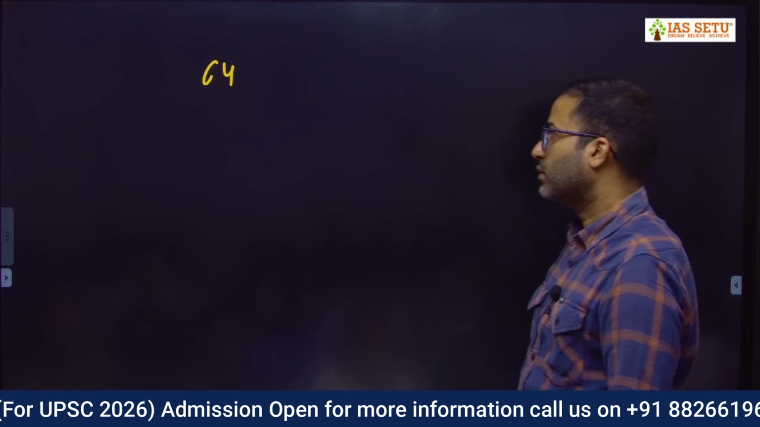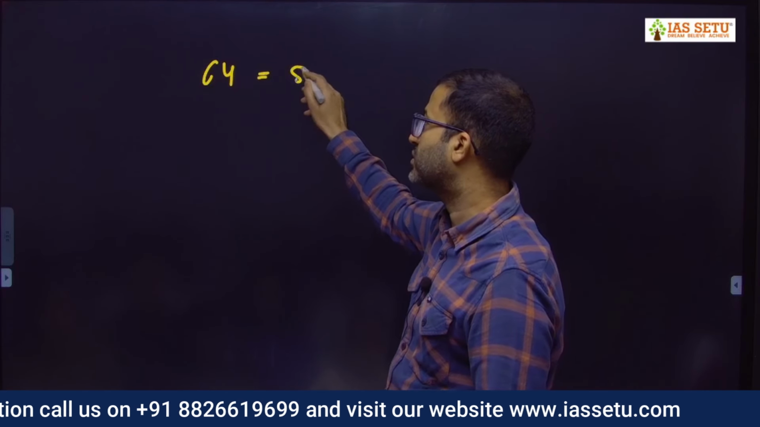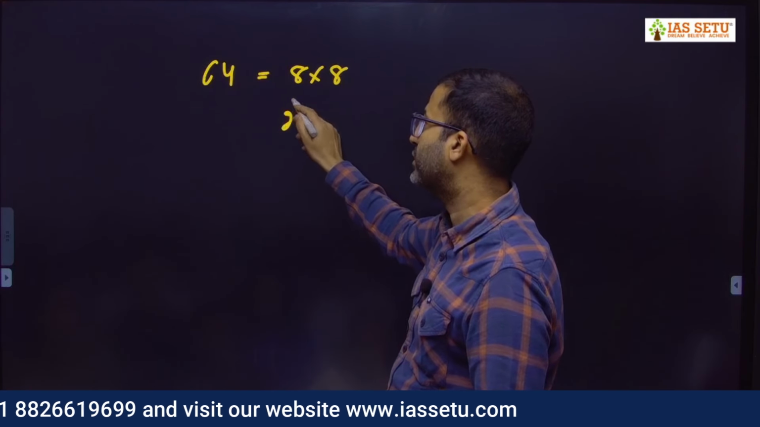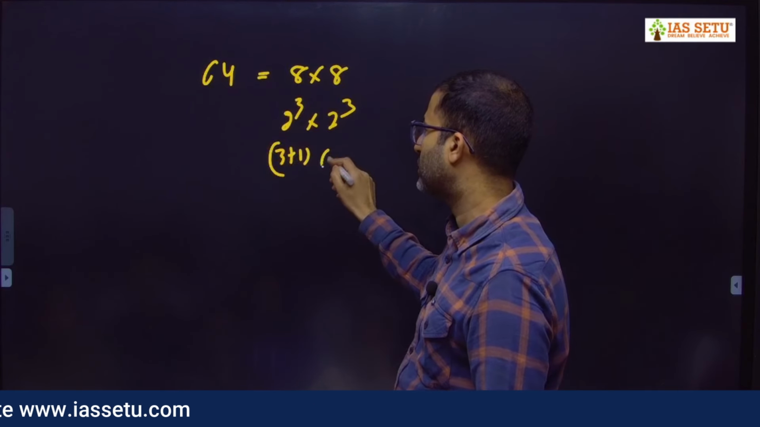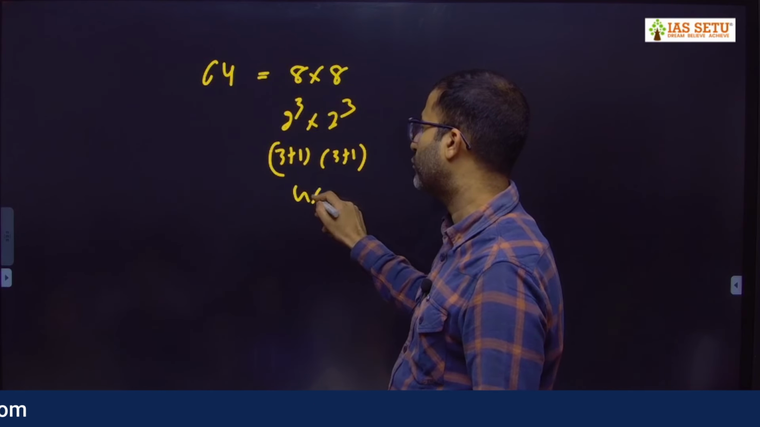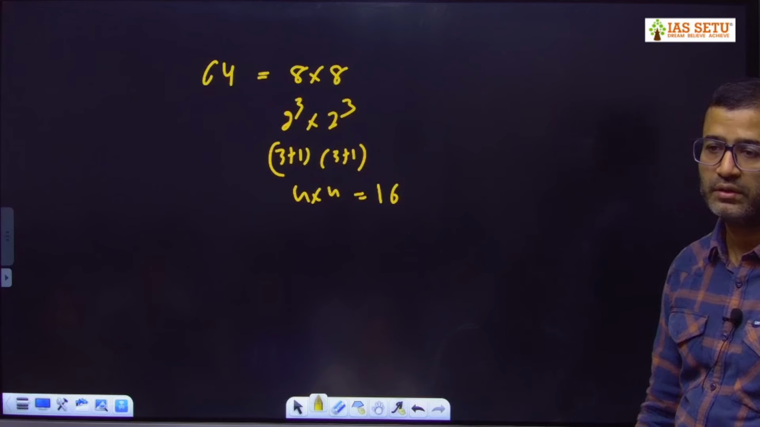See here, I tell you, in the last batch, some students made a mistake. They broke 64 as 8 into 8. They have written 2 cube into 2 cube. Then they said 3 plus 1, 3 plus 1. They said 4 into 4, 64. Tell me what is the mistake here?